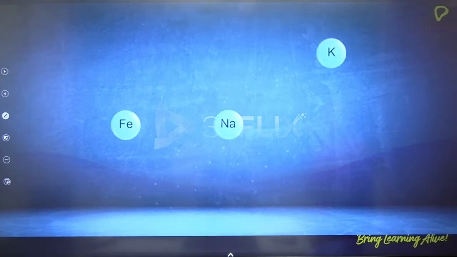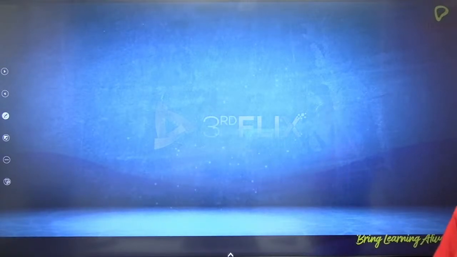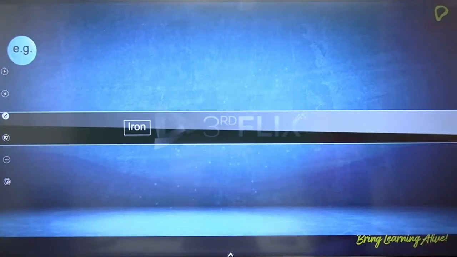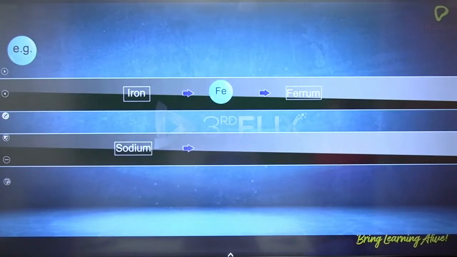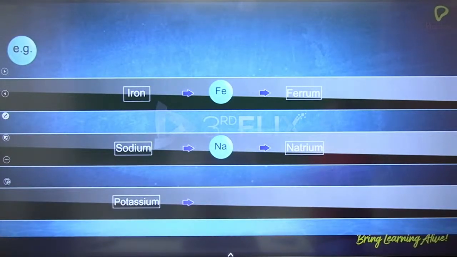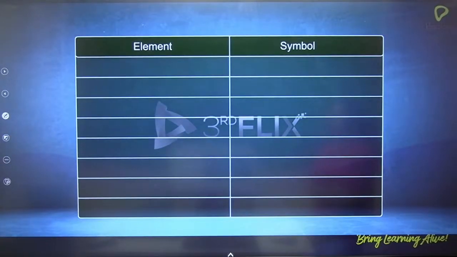Now iron is Fe, sodium is Na, and potassium is K; these came from Greek or Latin words. For iron, the symbol is Fe. It should be from I, but the name is ferrum. For sodium, Na comes from the word natrium. For potassium, the symbol comes from the word kalium. So these are the elements and their symbols.